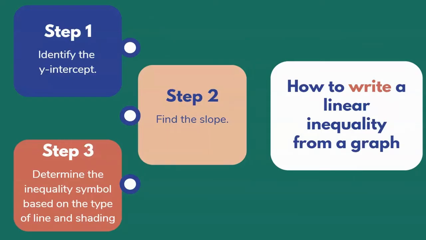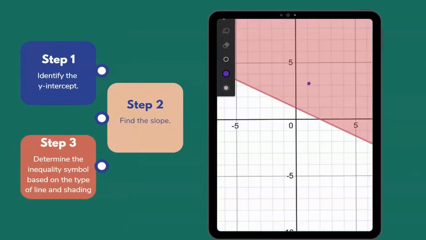Our second learning target is to be able to write a linear inequality from a graph. So our first step in doing this will be to identify the y-intercept. Next, we will find the slope. And finally, we will determine what inequality symbol to use based on the type of line and shading that we have on the graph. So basically, we're doing what we did in the previous example in reverse. So let's look at this example here.